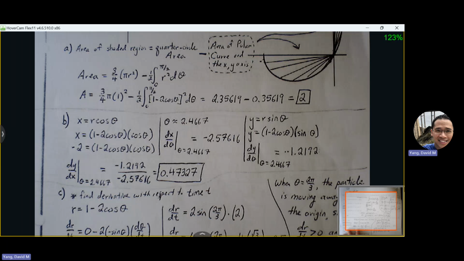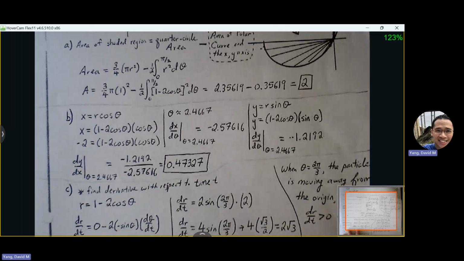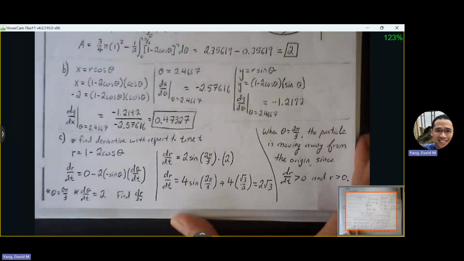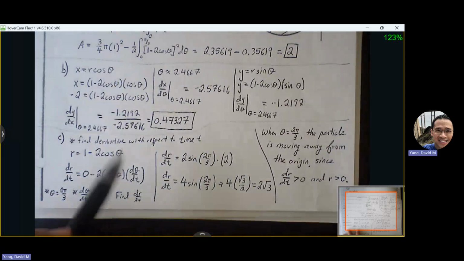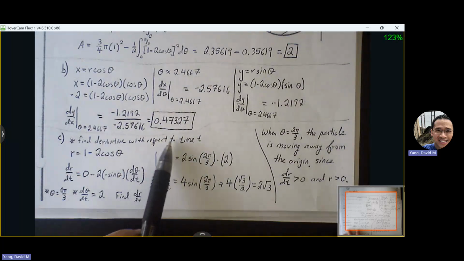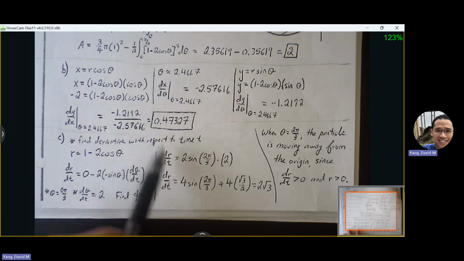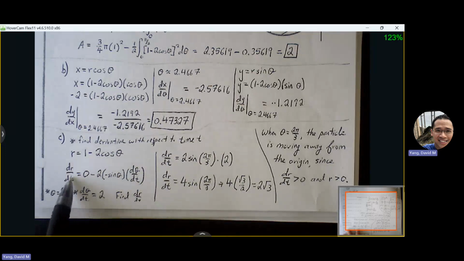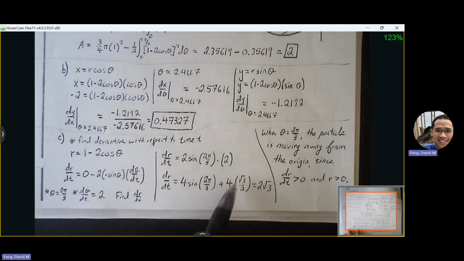And then for part C, there are mentions of d theta over dt and dr over dt. So that should be an indication or a reminder that we're having to go through related rates. So related rates, if we want d over dt to show up, we've got to go through related rates. So r becomes dr dt, 1 goes to 0. Cosine of theta becomes negative sine theta d theta dt. And now we can use the values that they give us to help us find that missing piece, which is dr dt.